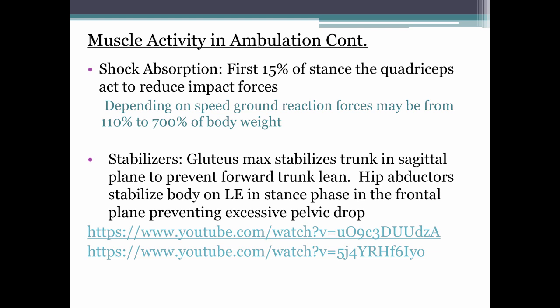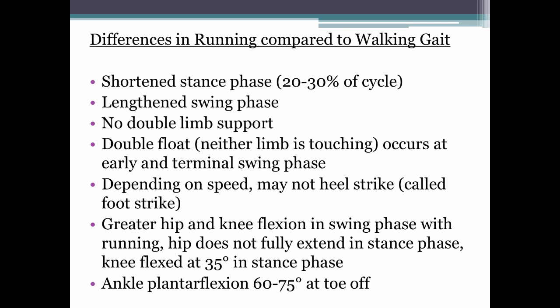And then important stabilizers, the gluteus max stabilizes the trunk in the sagittal plane, which prevents forward trunk lean. And then real important in the frontal plane, the hip abductors do a great job of maintaining that stability so that you maintain hip, knee, and foot alignment. If your hip abductors are weak, as you'll see in these videos, you'll see hip weakness, and you'll see how the pelvis really drops out to the side, and it really changes the angle at the knee. So a lot of times runners will have some knee issues that are coming from a weak hip.